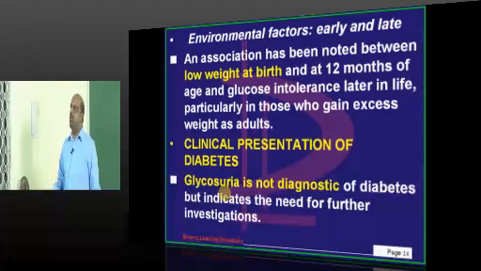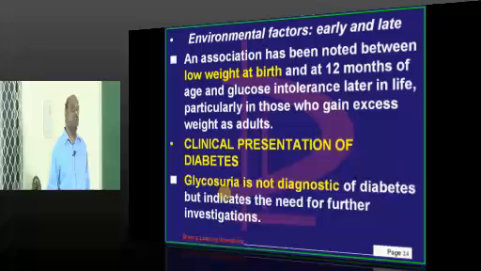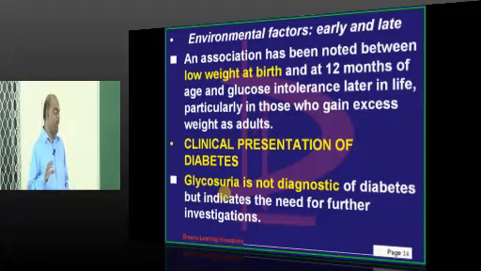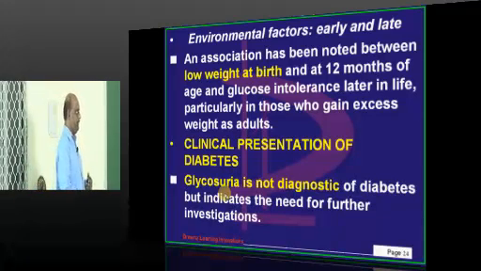Now, are there any environmental factors, just like coxsackie B is important for type 1 diabetes? In the case of type 2 diabetes, low birth weight is a very important predisposing factor. In LBW babies, type 2 diabetes is more likely in future.